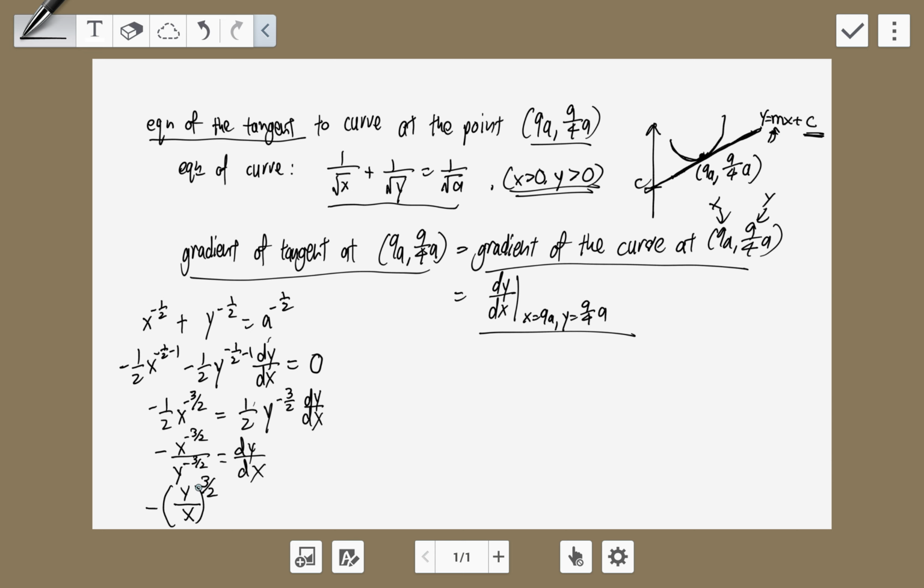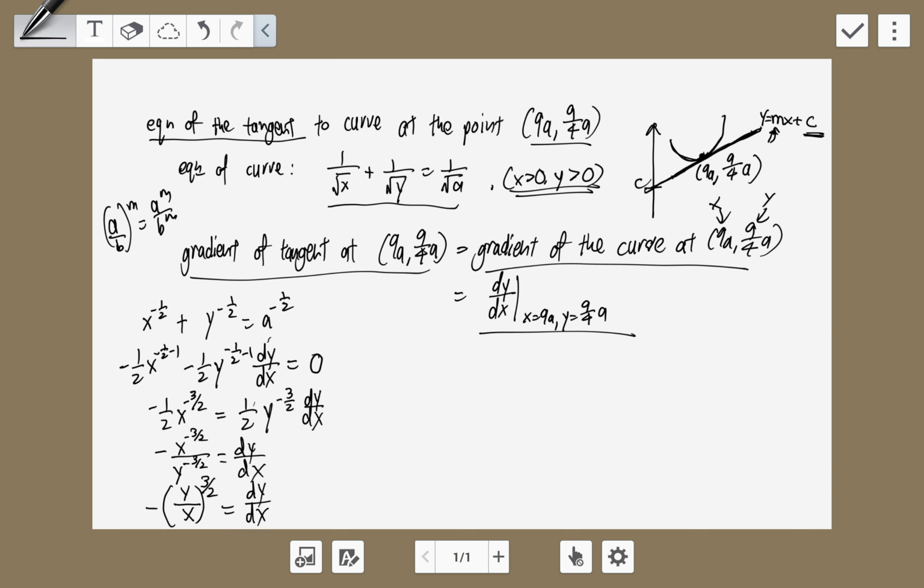Why is it not negative? Because I have already switched the position of y and x, y to the numerator and x to the denominator. So when x moves to the denominator, the power becomes 3 over 2, and y moves to the numerator, the power becomes 3 over 2. So I just put this. Remember this rule: (a over b) to the power of m equals a to the m over b to the m. That's why I can simplify to this. So that is dy dx.